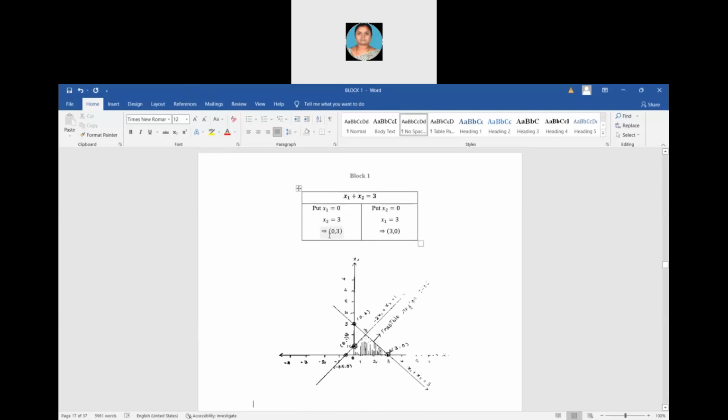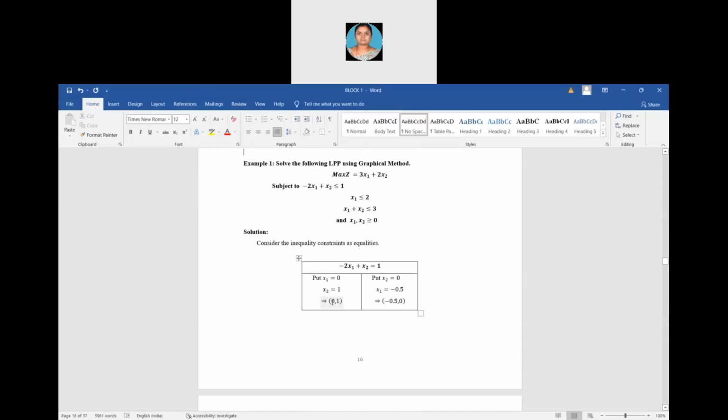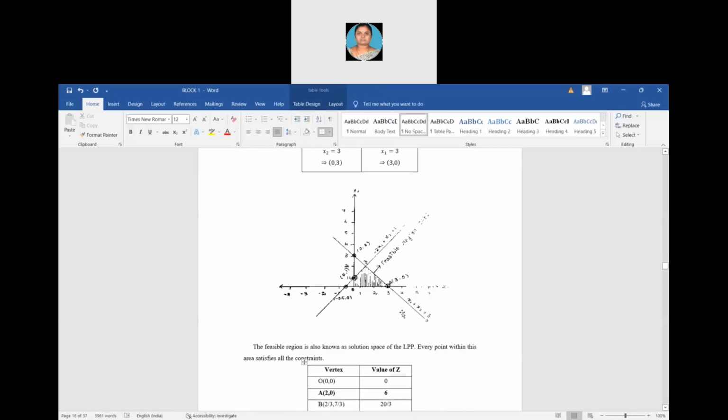So what is the coordinate here? 0 comma 3, because the first place is for x1 and the second place is for x2. Similarly, if you put x2 equal to 0, you will get x1 equal to 3. So the coordinate is 3 comma 0. So you are getting another two coordinates here. Actually, how many coordinates do we have? Here we have 0 comma 1 and minus 0.5 comma 0. There are two coordinates here, and the remaining two coordinates are 0 comma 3 and 3 comma 0.